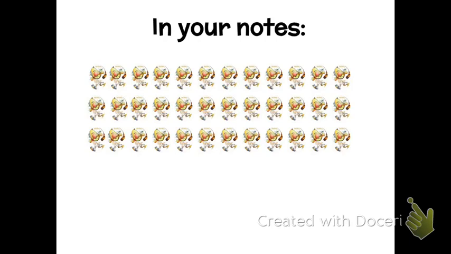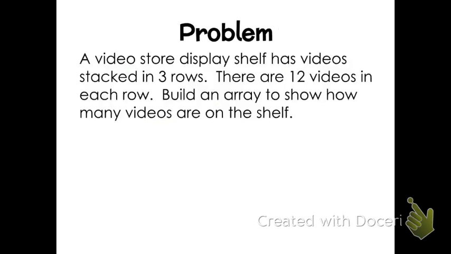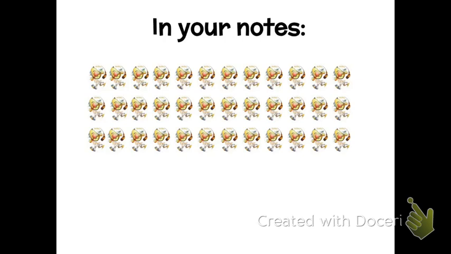This is our visual for our DVDs that are on each of the shelves. In the problem, it said that there were 3 rows, which is what we would see here. I have row 1, row 2, and row 3. In each of my 3 rows, I should have 12 total DVDs. So 1, 2, 3, 4, 5, 6, 7, 8, 9, 10, 11, and 12.